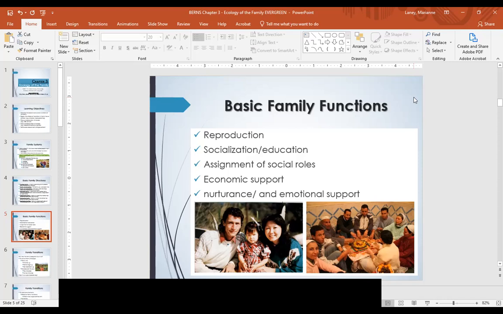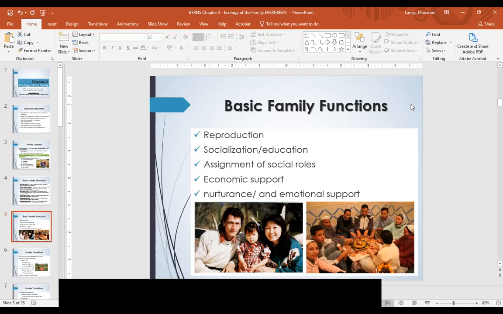Reproduction. Families get together to make more people in the family. Socialization and education. Education could be in the book, but education could be life skills. And socialization, again, is that lifelong process to promote and create a sustainable, independent adult in our society. Assignment of social roles, who does what in the house. In our house, my teenager takes out the trash now. So that took a long time to get there, but sometimes he does it without being asked, it's awesome. Economic support.